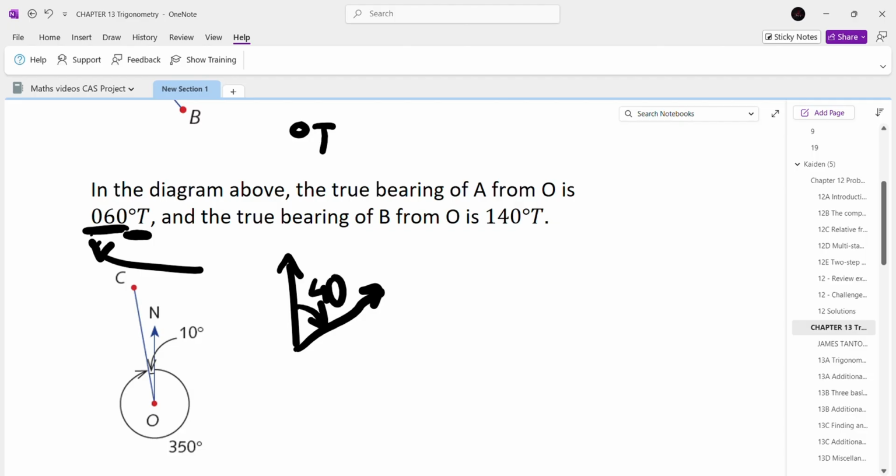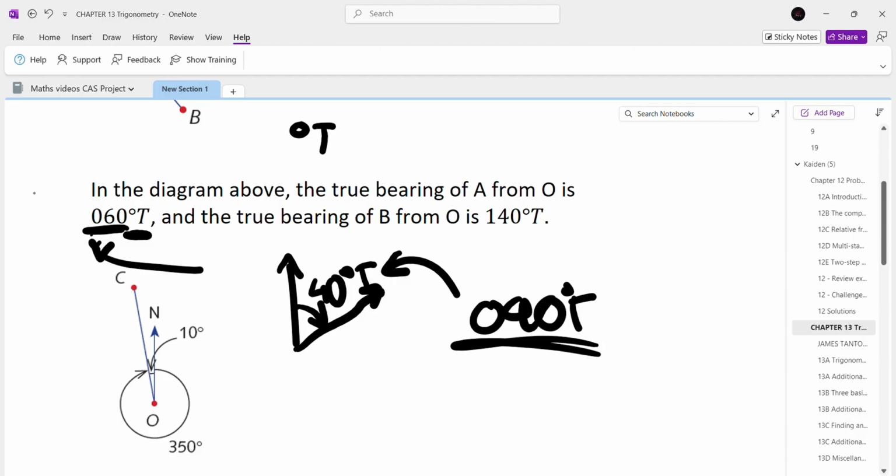Like here, let's just say that this is 40T. This is probably not to scale. It would be written like this. So 40 degrees is just 040T.